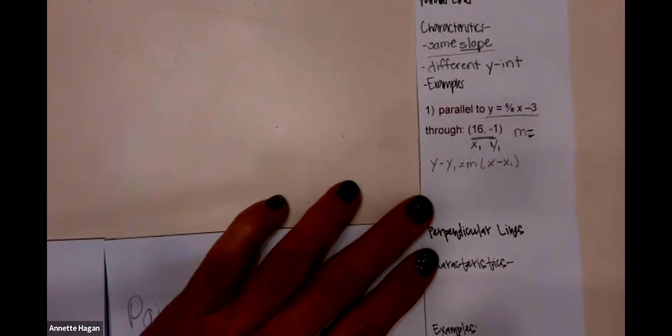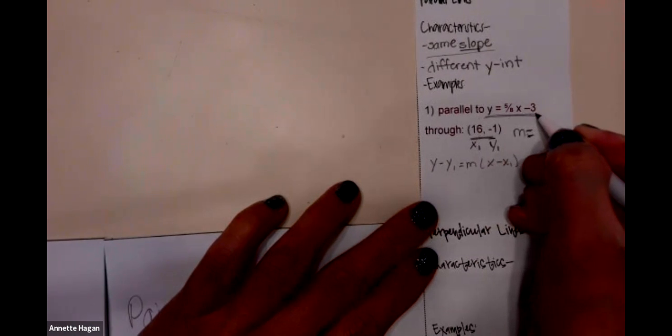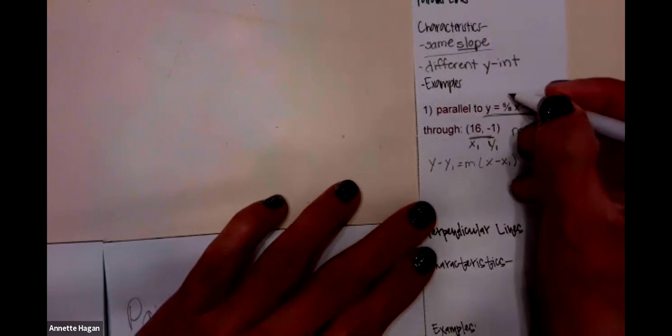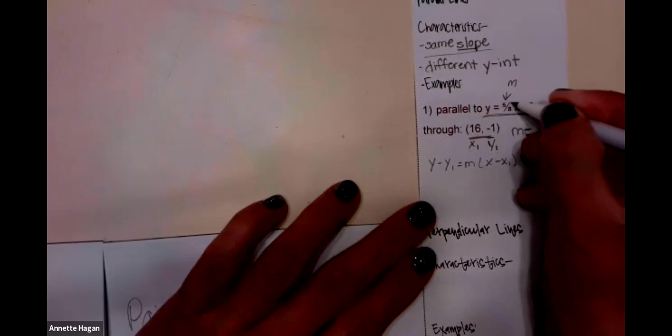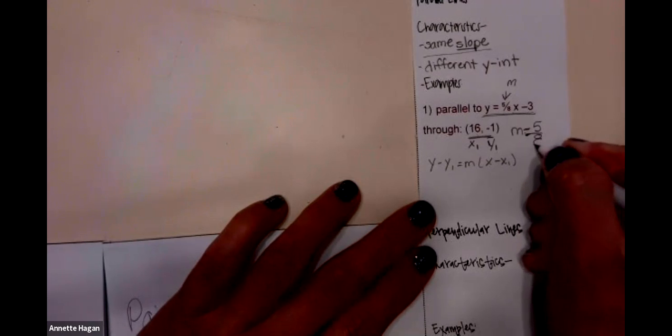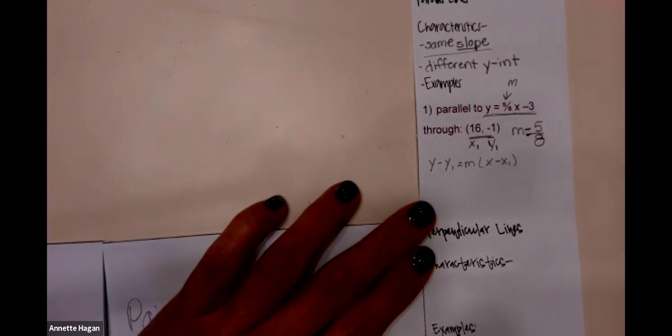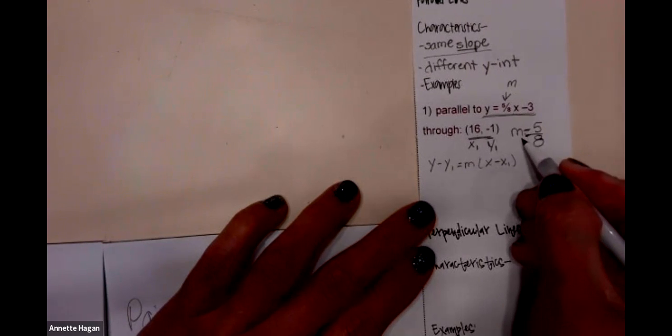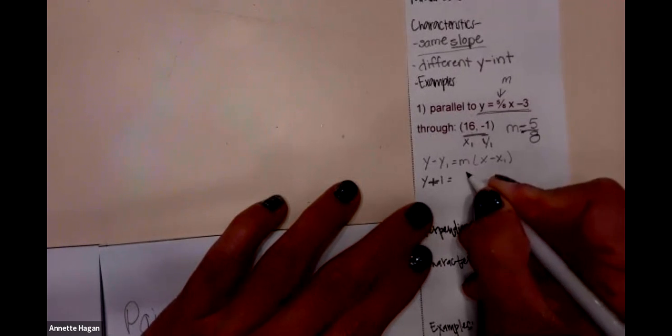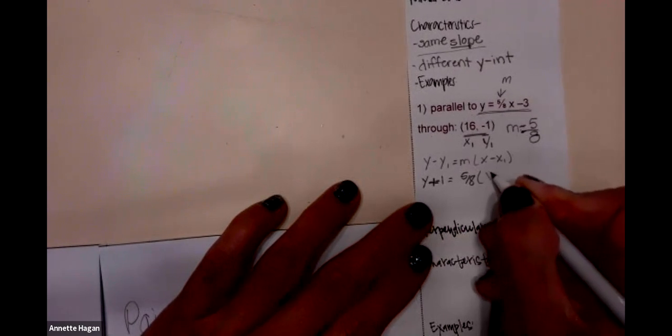They said that we're writing an equation of a line parallel to this one. Well, if they're parallel, they have the same slope. The slope of this line is 5/8. So that means the slope of my line is also going to be 5/8 because these two lines are parallel. So now I have my slope and I have my point. I'm going to plug into point-slope. So I have y minus negative 1, which we know is going to become plus 1, equals 5/8 times x minus 16 because x1 was 16.